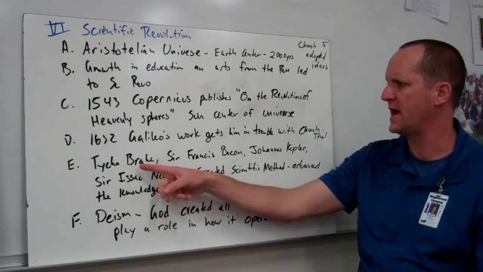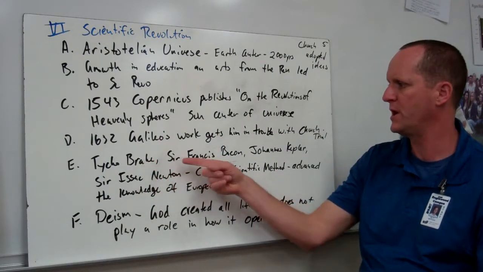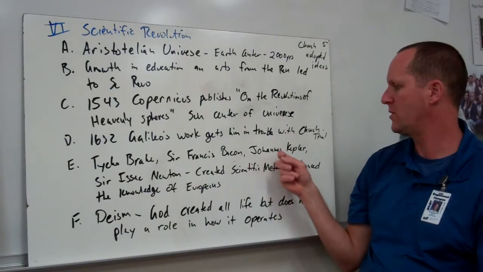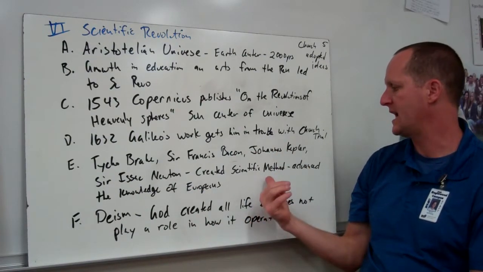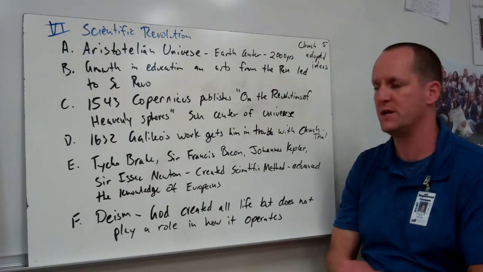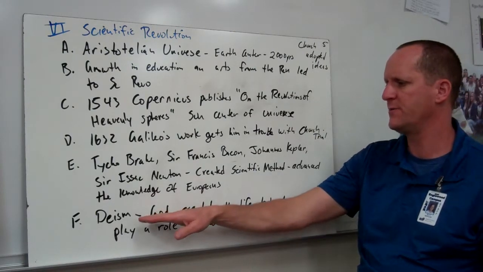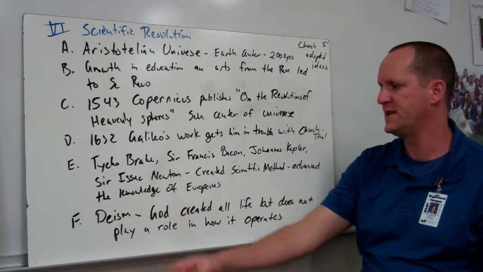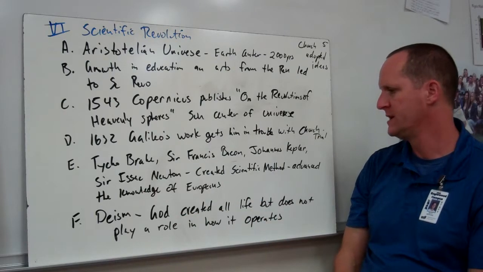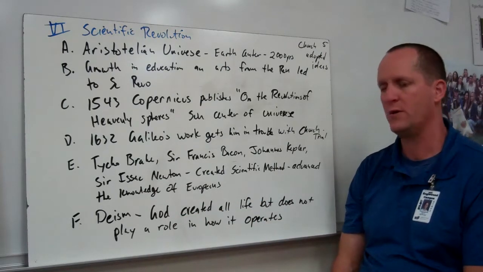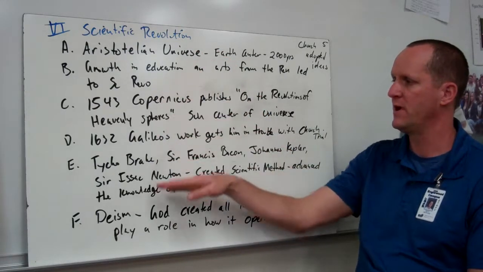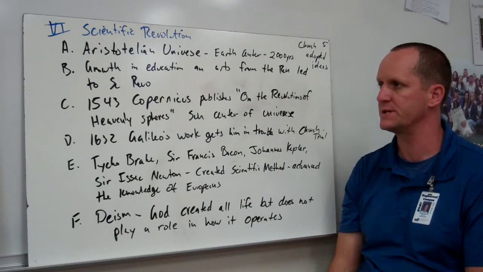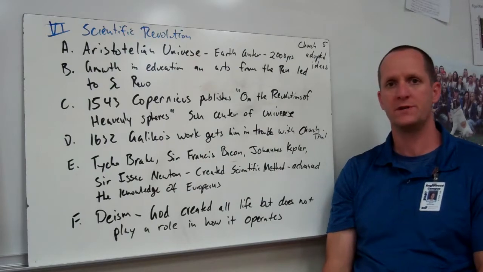Now, out of this, you had other very famous people: Tycho Brahe, Sir Francis Bacon, Johann Kepler, Sir Isaac Newton, created scientific method, advanced the knowledge of the Europeans. And this started to bring into question this whole idea of the church once again, and God. And they came up with this idea of deism, which was God created all life, but does not play a role in how it operates. So the scientific revolution is going to lead up to the Enlightenment, which is actually our next topic to discuss on our next set of boards. So history's no mystery. Take good notes.